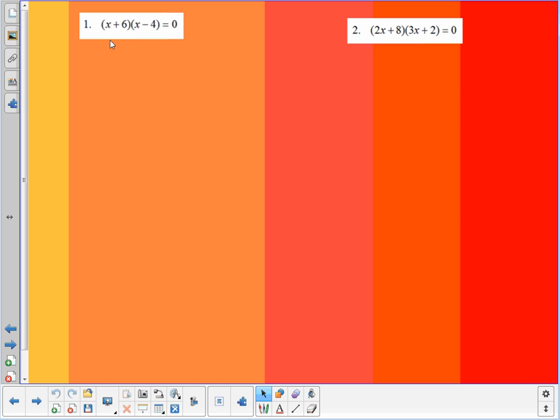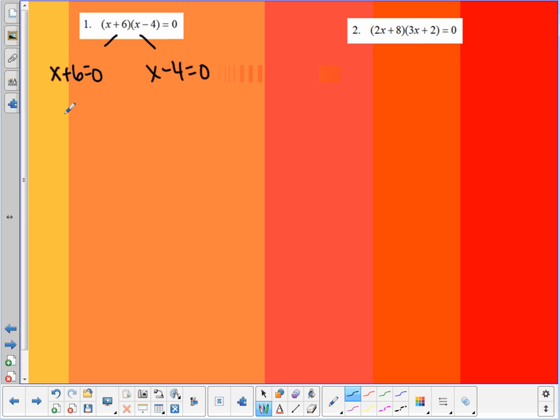So in number 1, I have this equation in factored form, x plus 6 times x minus 4, and it's equal to 0. Because it's equal to 0, I know that I can split these two factors apart. And that gives me x plus 6 equaling 0 and x minus 4 equaling 0. So it's kind of like having two different equations there. So I split each factor apart, set it equal to 0 because of the zero product property. And then I solve each one.